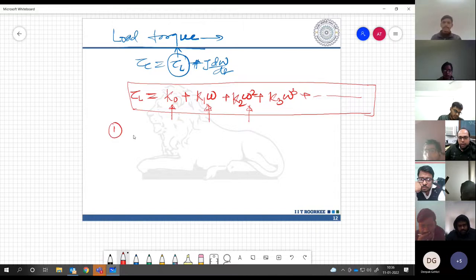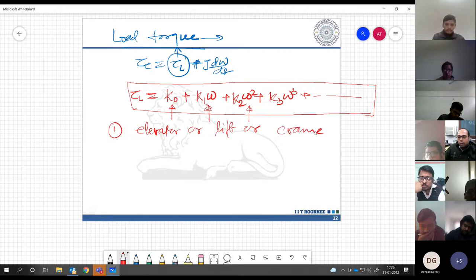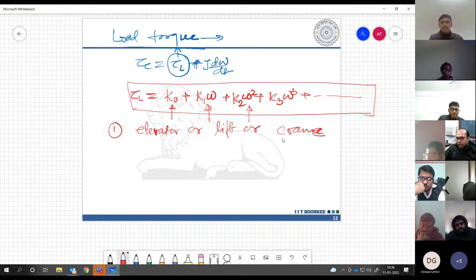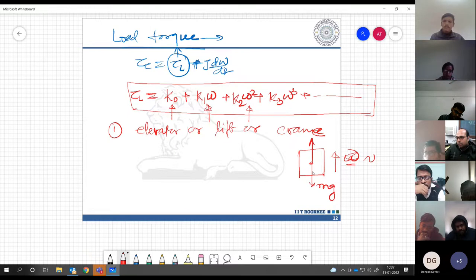So first, let us say, when we talk about the elevator or lift or crane, what is involved with this? They are all lifting some load. But when a lift is going up, you observe that it is not accelerating continuously. If any lift is moving up, more or less it will maintain a constant omega or constant speed V, you can say. Now what it is doing, basically, it is balancing your weight. That is all it is doing. That much force is applied, which means the nature of torque applied on the motor is kind of constant. So you have tau L of this nature.